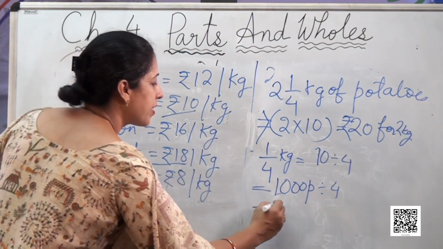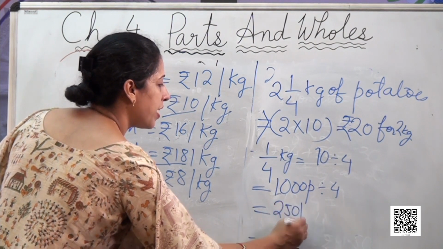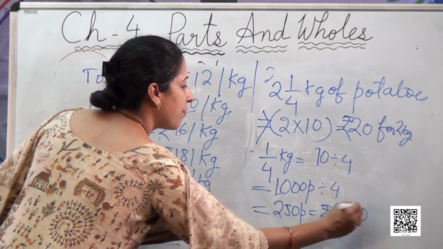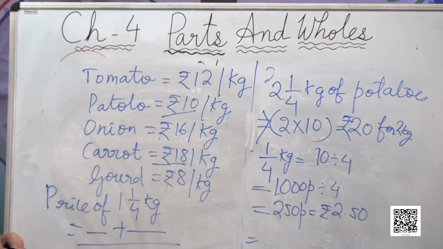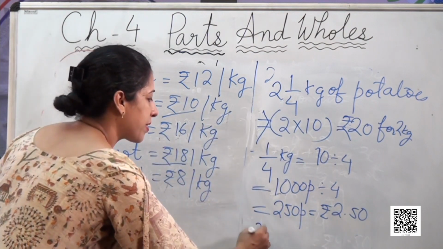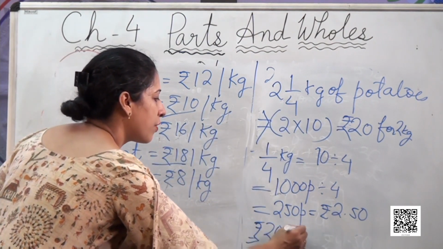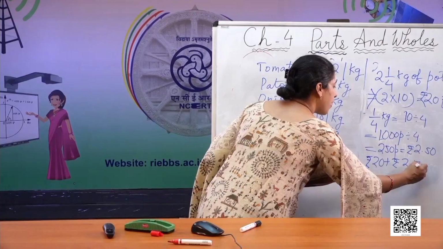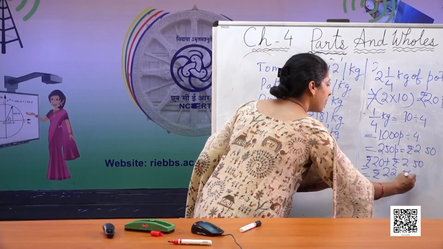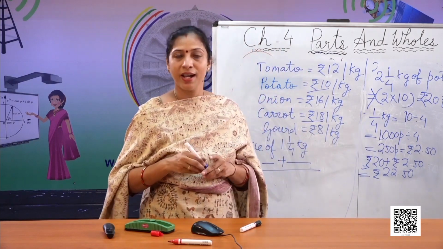So it is 250 paise, that is equal to 2 rupees and 50 paise. Now what is the price of 2 and 1/4 kg? Rupees 20 plus rupees 2.50, which is equal to 22 rupees 50 paise. Understood?